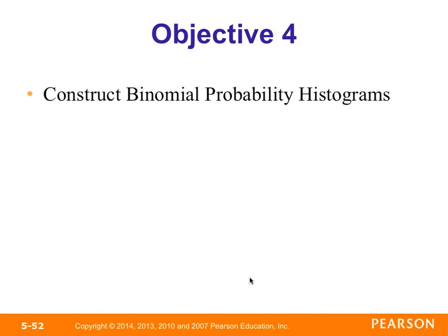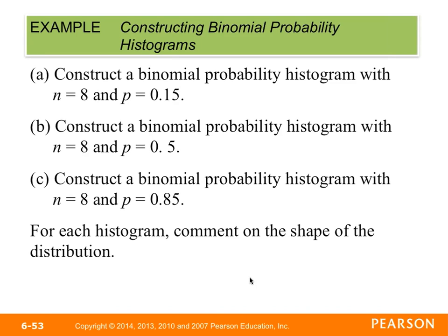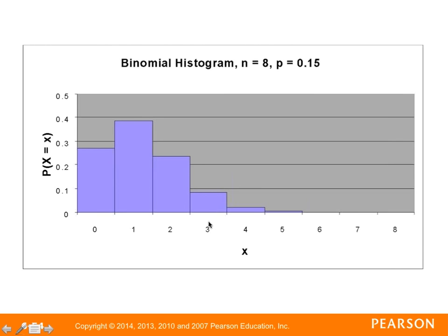Okay, now if you want to construct a binomial probability histogram, we can look at some of these examples here. We have a binomial probability histogram with n equals 8 and p equals 0.15. And this was just generated. I think this was done in Minitab, but you could do it in StatCrunch as well, which is built into your MyMathLab. Okay, so we have 8 observations, p equals 0.15.